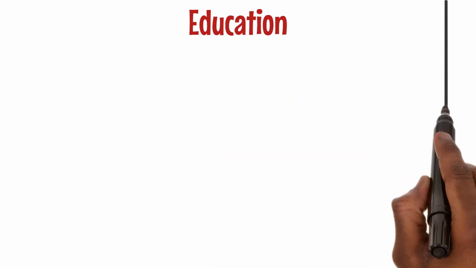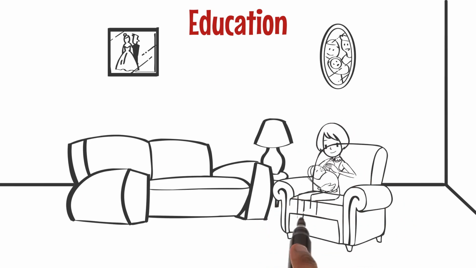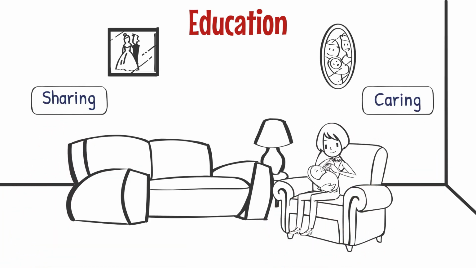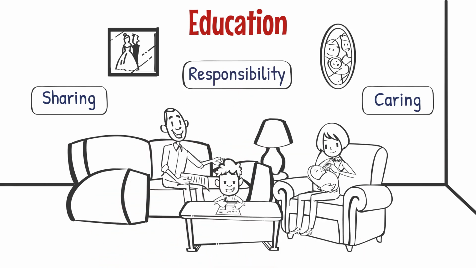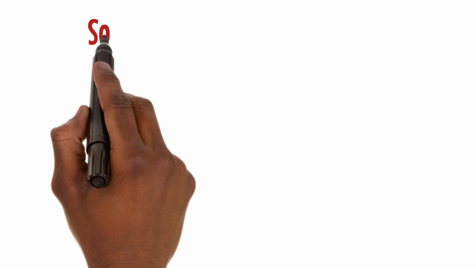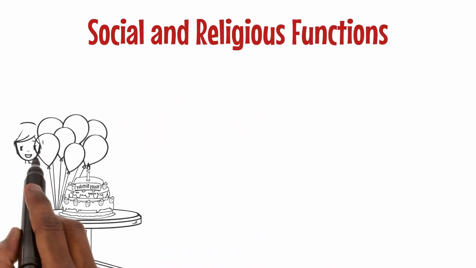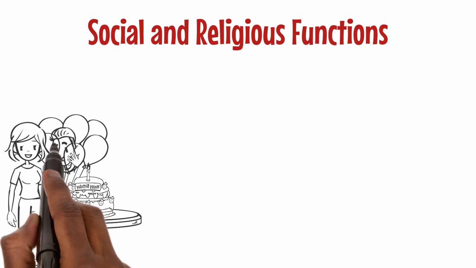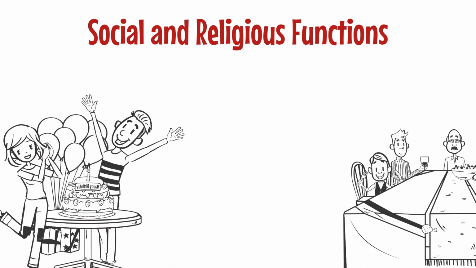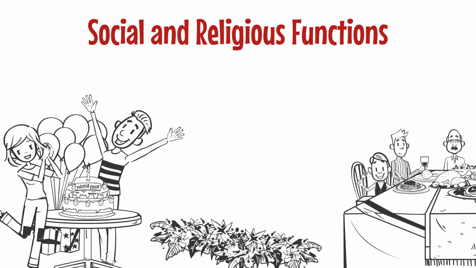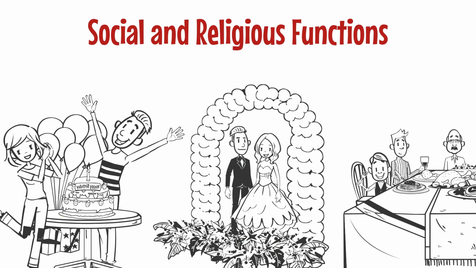Now, education. Your home is where you learn important life skills like sharing, caring, and responsibility. It's like your own personal school of values. Finally, social and religious functions. Your home is a hub for family interaction and belongingness. It's where traditions and customs are passed from generation to generation. Plus, it's the perfect place to celebrate together.